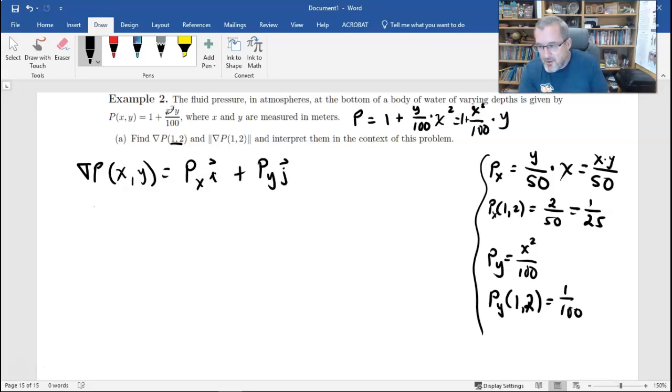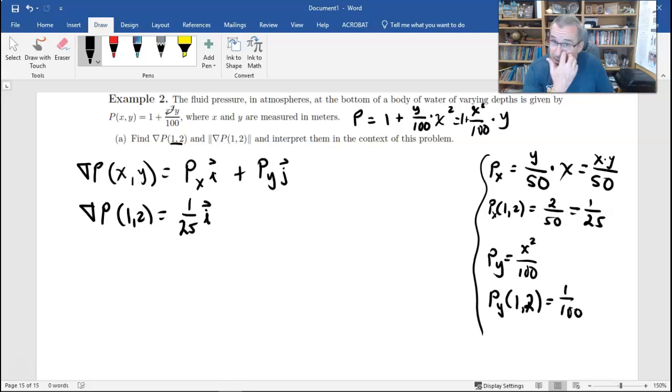All right, so the gradient vector of P at the point 1, 2 is the partial derivative with respect to x at the point 1, 2. Notice it's a vector. Make sure you're using some kind of vector notation as you do this. And then the partial derivative with respect to y at the point 1, 2 was 1/100th j.